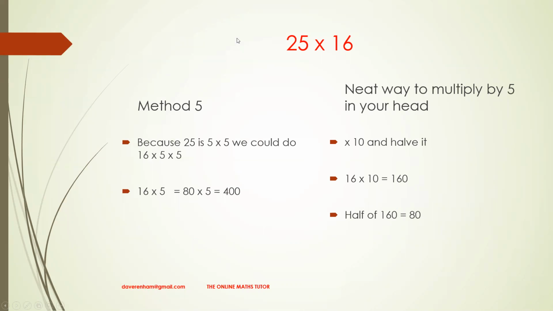One more method we could look at for this particular question. 25 we know is 5 times 5. So we could split that up and change the sum to 16 times 5 times 5. And 16 times 5 is 80, and 80 times 5 again gives us the answer of 400. If you're not very good at multiplying by 5 in your head, one way that you could make it easier for yourself is by timesing by 10 and then halving it. So for example, we could do 16 times 10 is 160, halve it to make 80. Likewise from here, we could do 80 times 10, which is 800, and halve it to give us 400.